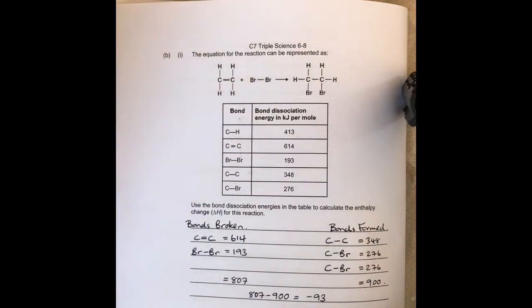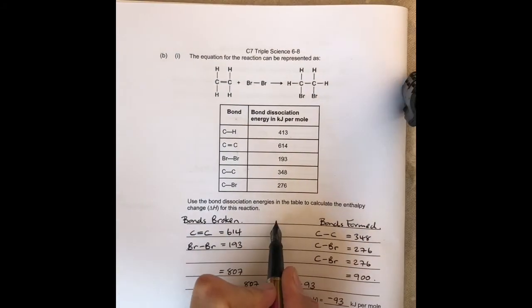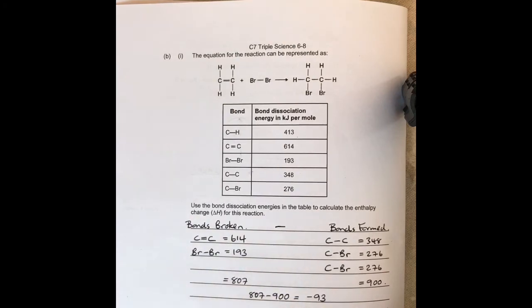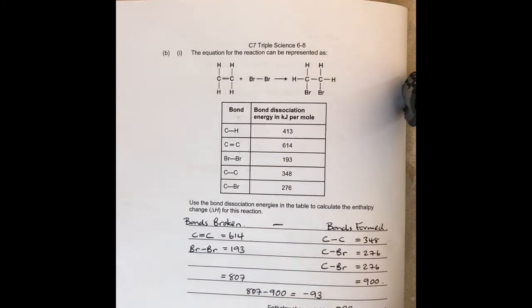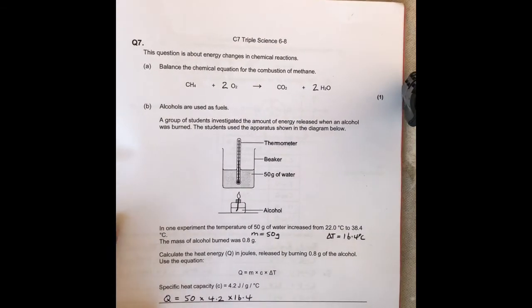So we've got bonds broken, take away the energy when bonds are formed, and that gives us minus 93 for the first one. Explain why, in terms of bonds broken and bonds formed, the reaction is exothermic: because the energy needed to break the bonds is less than the energy released when new bonds are formed. Question 7.